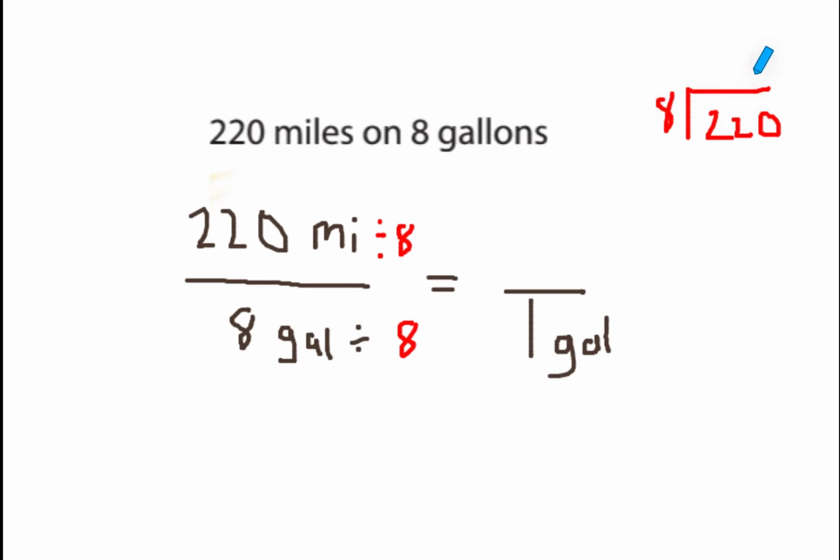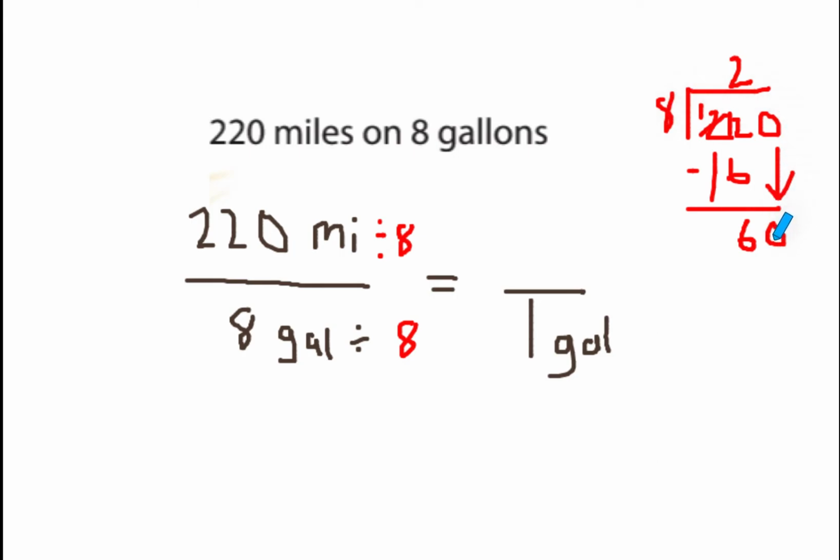8 goes into 22. So 8 goes into 22 how many times? Well, 8 times 2 is 16. 8 times 3 is 24. That's too big, so we're going to do 2. 8 times 2 is 16. Subtract. Cross it out. 2 take away 6. No, we borrowed. That's 12. Take away 6 is 6. Bring the next number down.